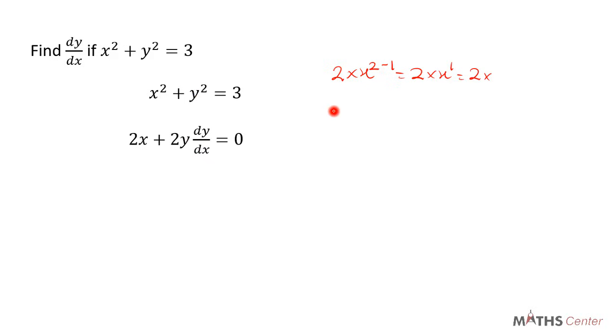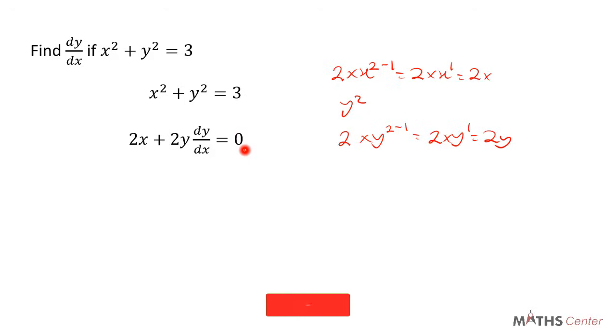When you differentiate y squared, we know that the 2 will drop, so you have 2 times y, and the exponent 2 is reduced by 1, so 2 minus 1, and this will be 2 times y exponent 1, which is 2y. But because it is a term containing y, you have to indicate that by multiplying it by dy dx, as you can see here. And this is equal to, when you differentiate a constant, which is 3, you get 0, and so that will be 0.